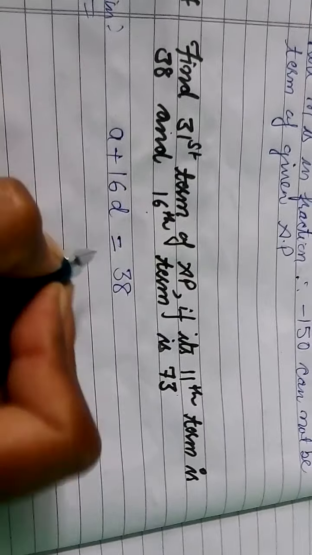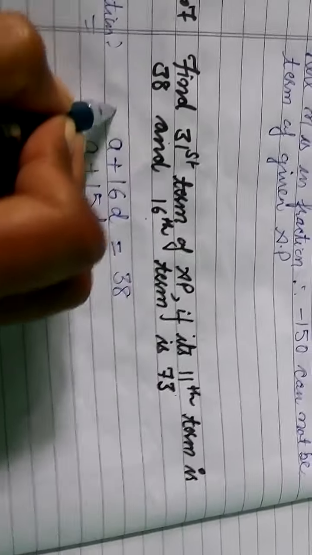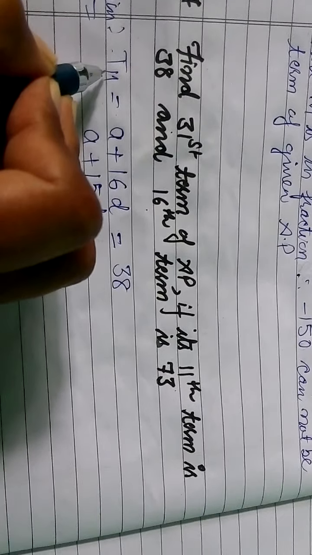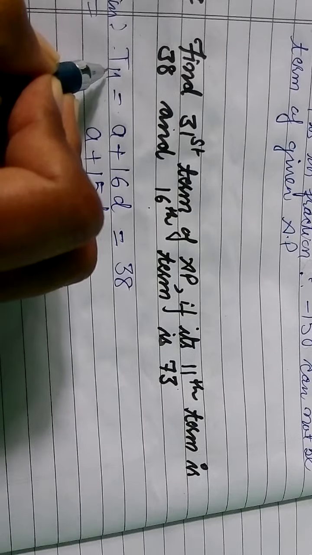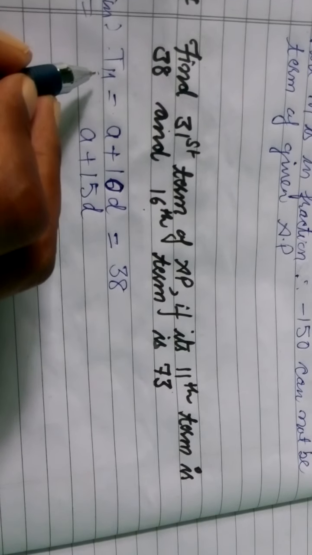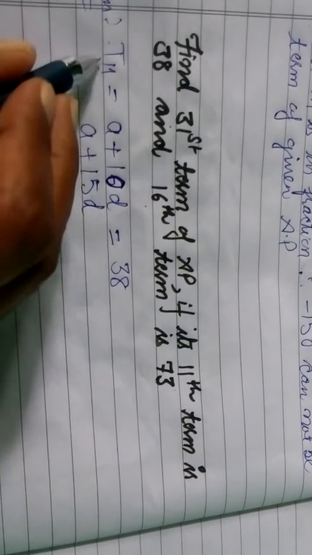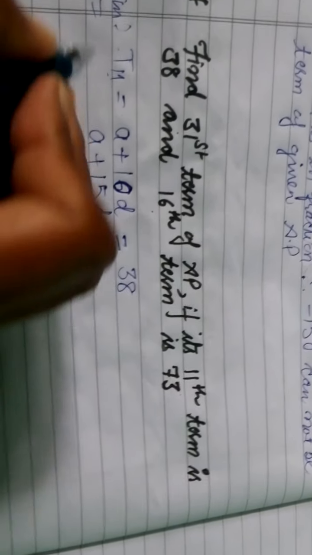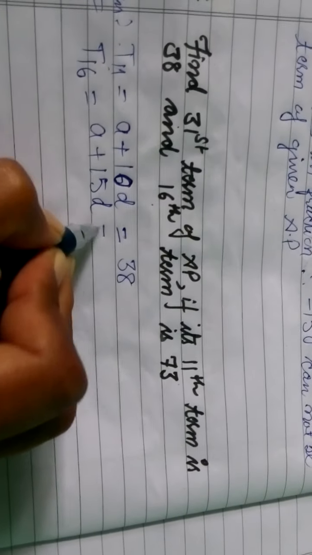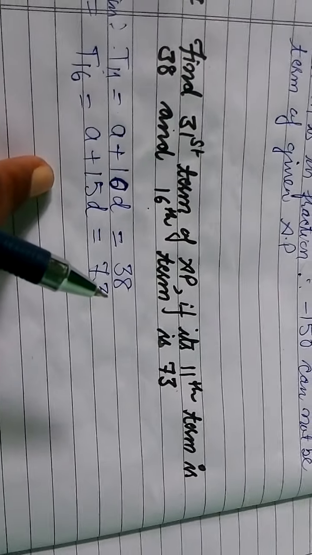And the 16th term means A plus 15D. T11 will be A plus 10D, sorry, it was 10D, not 11D, because n is 11, so you know that here it is n minus 1, so 11 minus 1 will be 10, simple. And T16 will be A plus 15D, it is also given, and which is 73. Now we have to find the values of A and D.